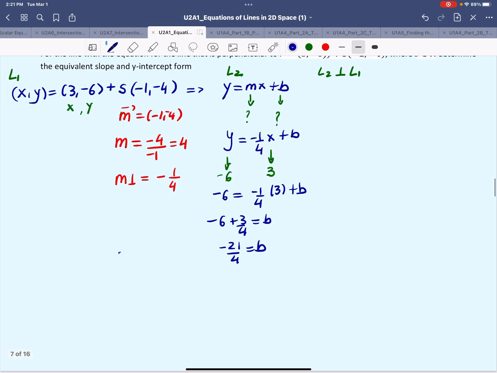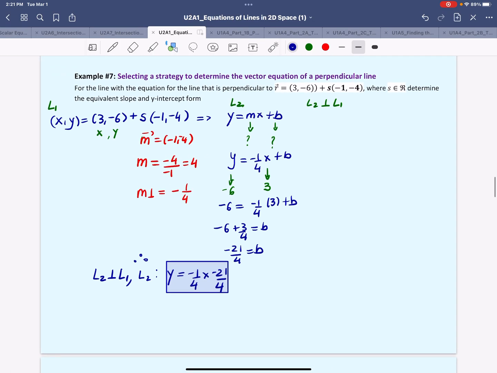Therefore, line L2 will be perpendicular to line L1, and the equation of line L2 in y equals mx plus b form, or slope y-intercept form, will be y equals negative 1 over 4 x minus 21 over 4. And this will be the answer to our question.